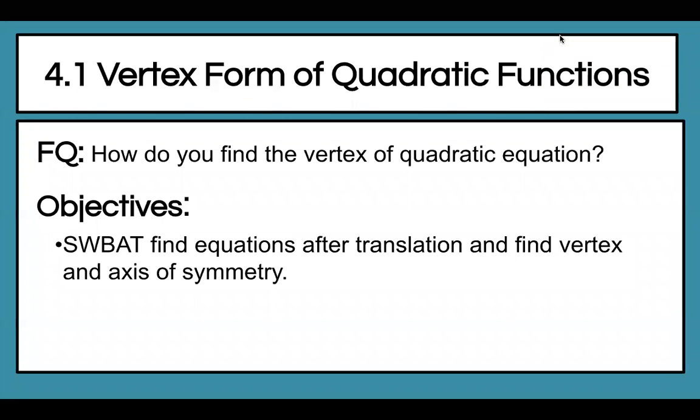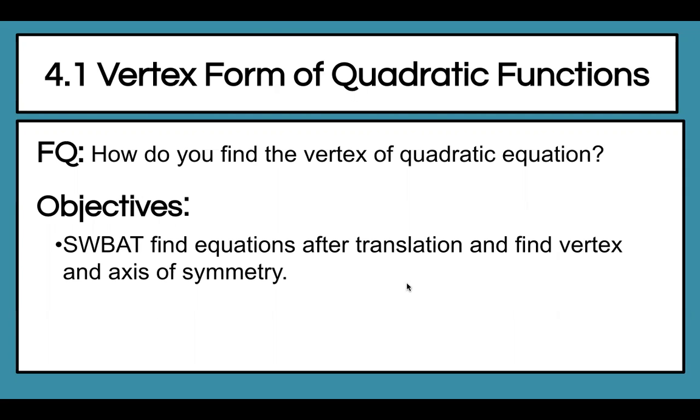Hi everyone. Today we are going to learn about 4.1, vertex form of quadratic functions. You are going to be able to find equations of the quadratic function after translation, and find the vertex and axis of symmetry. Last time we learned how to find the vertex and how to write down the equation for the axis of symmetry. But now we are going to learn how to translate a graph that starts from the origin. All right.